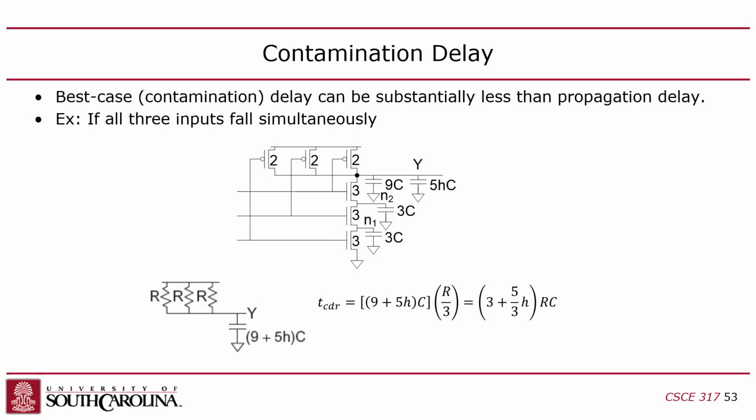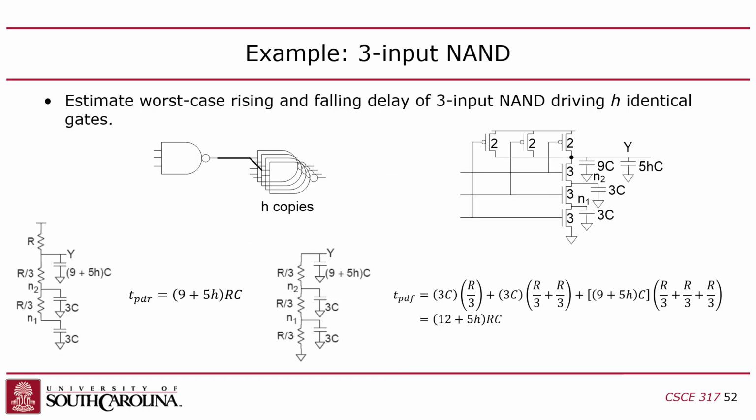So that would just be 1 over R plus 1 over R plus 1 over R as my resistance, and then I multiply that by the same capacitance, right? So I have the same capacitance, but a lot less resistance, 1/3 the resistance. Make sense? So that's really the contamination delay.